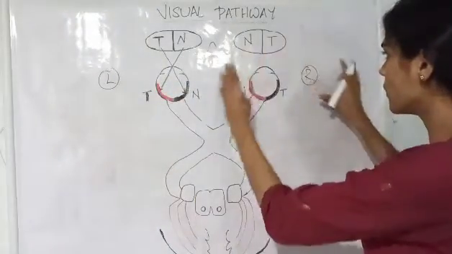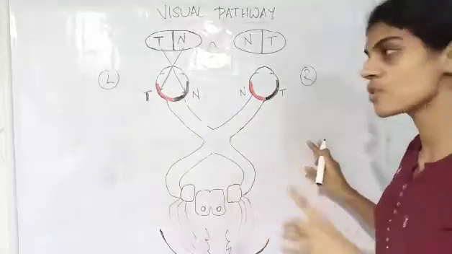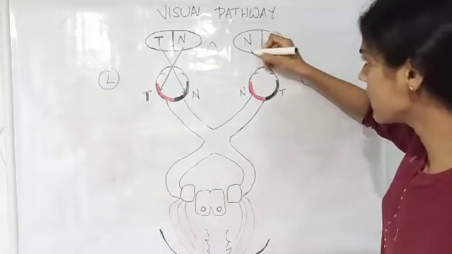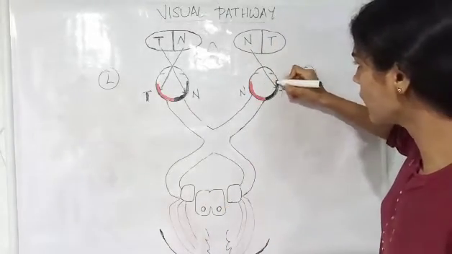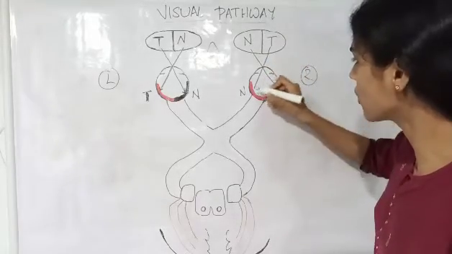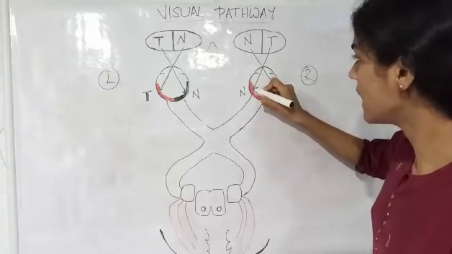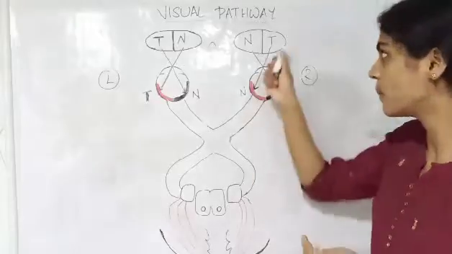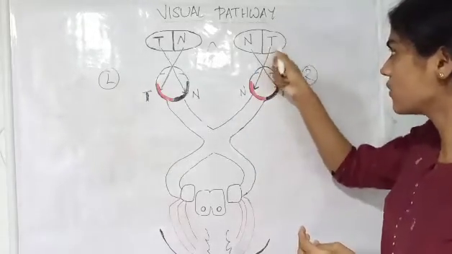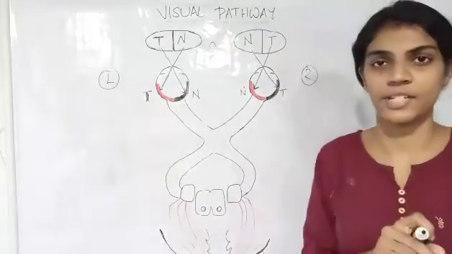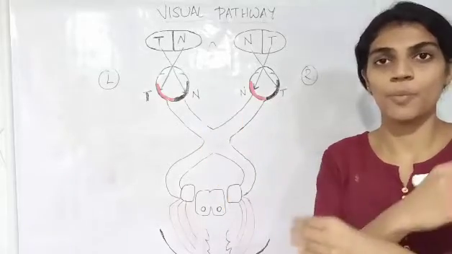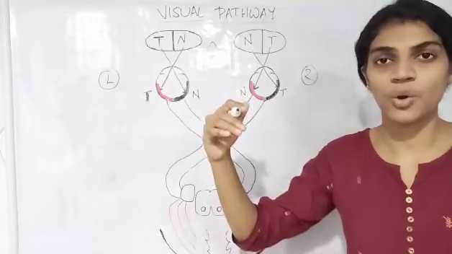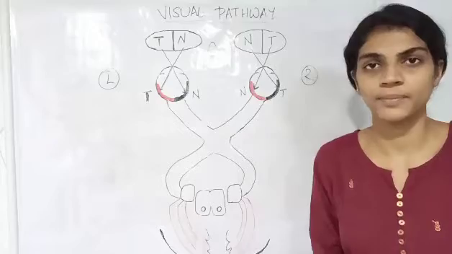And in the right eye, we can see the same process. The nasal field will strike the temporal retina, and the temporal visual field will strike the nasal retina. It goes in the opposite direction, striking the opposite retinal portion.